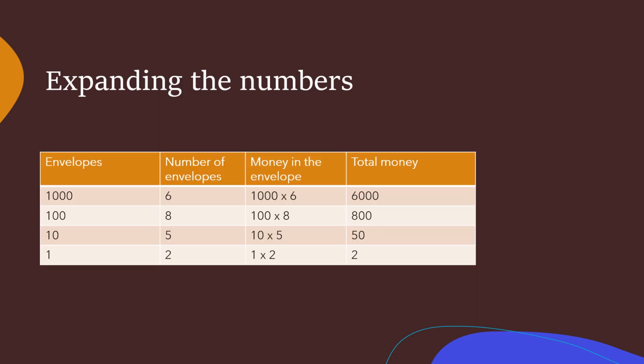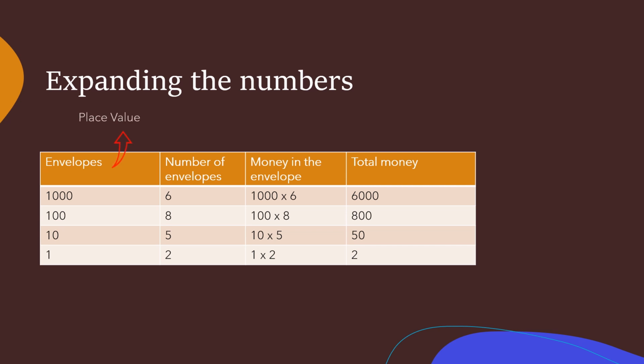This is what brings us to expanding the numbers, which is our objective today. So what we did is, we had these envelopes of 1, 10, 100 and 1,000, and what I did was, I used 6 envelopes of rupees 1,000, 8 envelopes of rupees 100, 5 of 10 and 2 of 1. So that is how I managed to get a total money of 6,852.